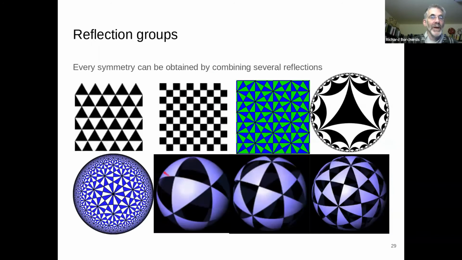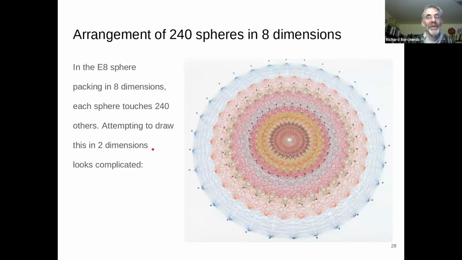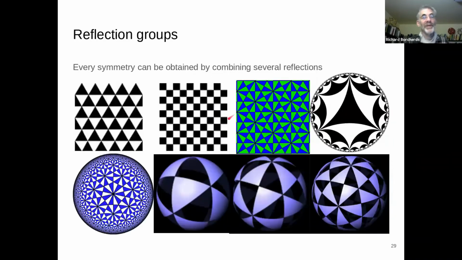The automorphism group of the E8 lattice is actually a reflection group. So a reflection group is a group of symmetries of Euclidean space or a sphere generated by reflections. So here are some examples of reflection groups. The first 3 are just Euclidean reflection groups. You see that there are lots of reflections that preserve these patterns. For instance, if you reflect along this line here, it preserves this triangular pattern, only it exchanges black and white diagrams. And similarly, this is another reflection group.